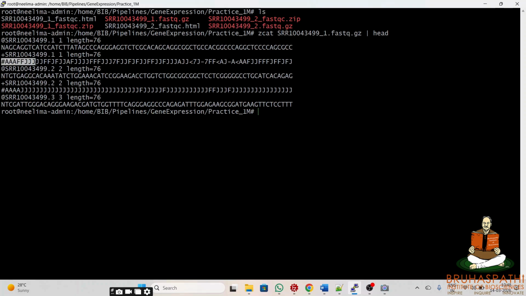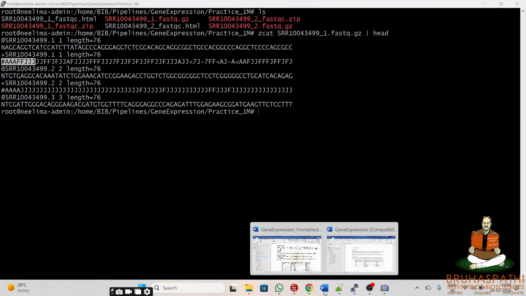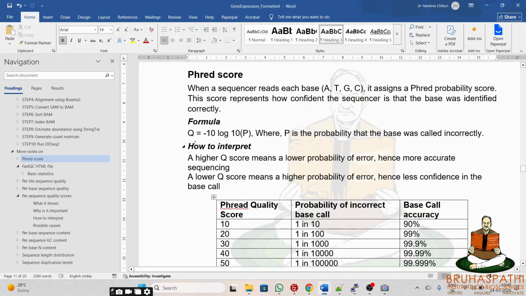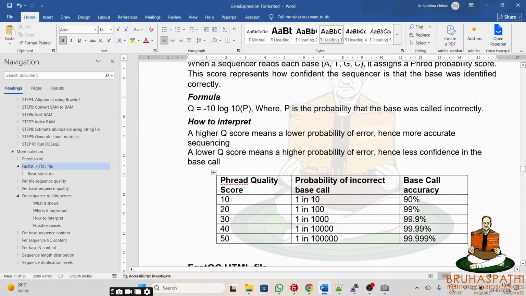What is the quality score which I have been talking about? The quality score is also called the Phred score. So let's get into the details of the Phred score. When a sequencer calls out a base A, T, G or C, a probability score is assigned to it. That's called the Phred score. The higher the score, the lower the probability it is an error, and the lower the score, the higher the probability it is an error. It has a lower confidence. So a Phred score of 10 means there is a 90% probability that it is accurate and 10% that it's wrong, and that's how it goes.